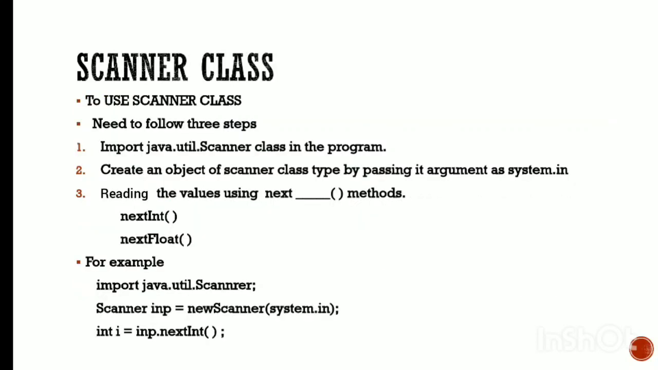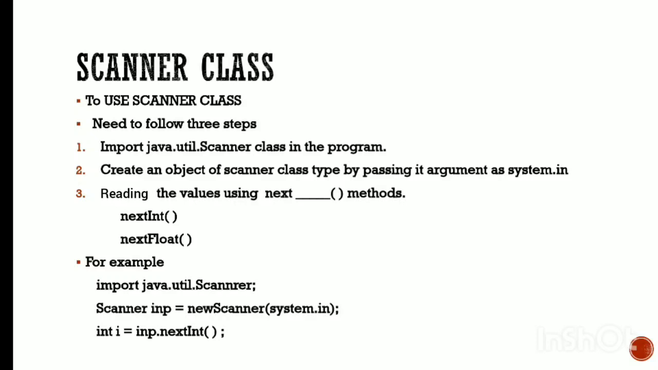To use a Scanner class, we need to follow 3 steps. The first one is import java.util.Scanner. You have to give this statement at the beginning of the program. The statement is import java.util, which means utility, dot Scanner. Second, create an object of Scanner class type by passing the argument System.in, so that it connects to the keyboard for input.